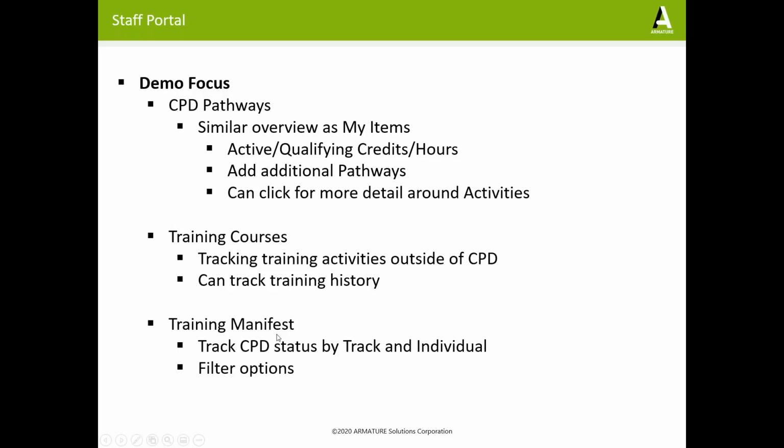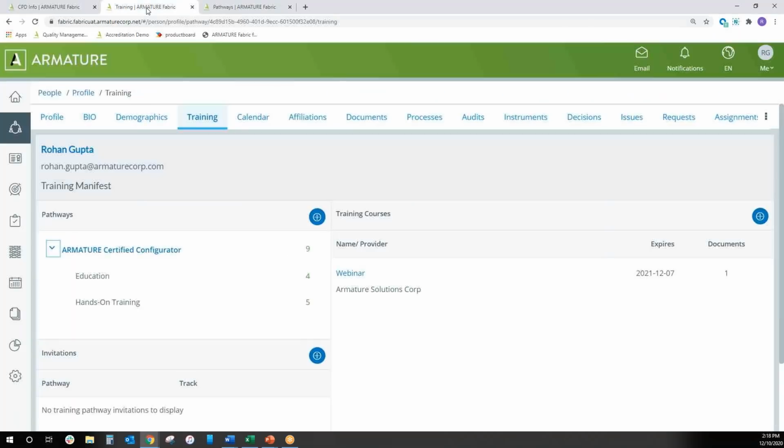And then finally, we have what we call a training manifest, which basically is an overview of all of the individuals who are going through a specific pathway or track. It'll give you options to filter and a few other kind of broader views of the individuals who are going through any of these tracks. So I'm going to switch back over to our system, and I'm going to start on the individual's profile.